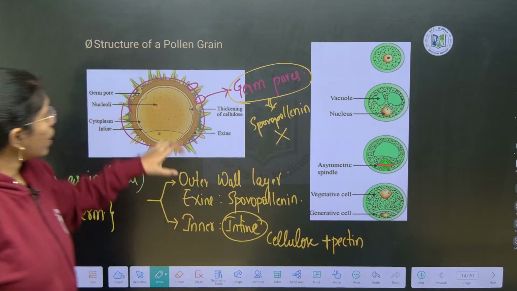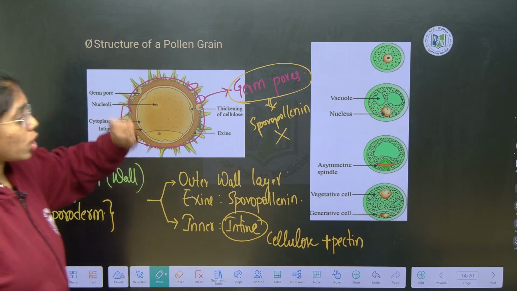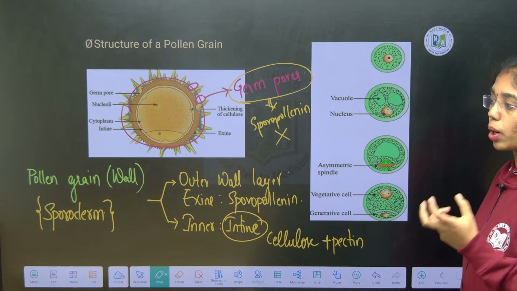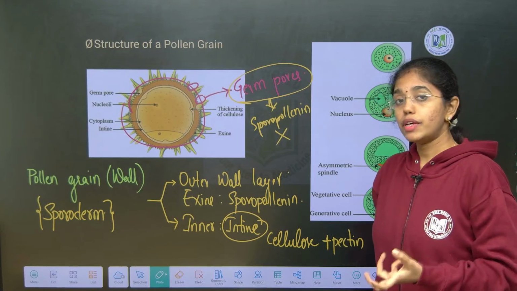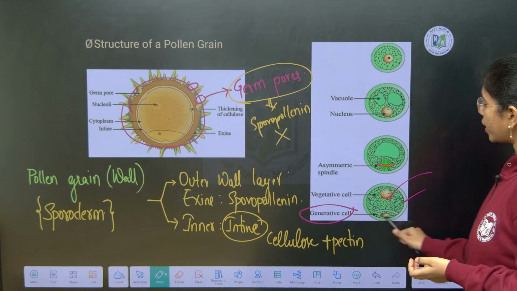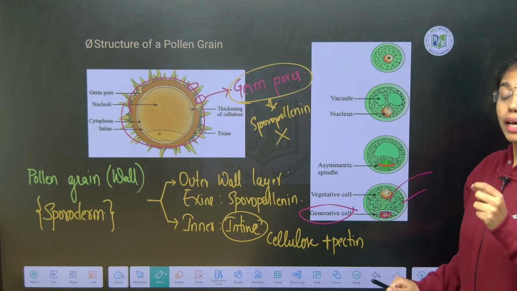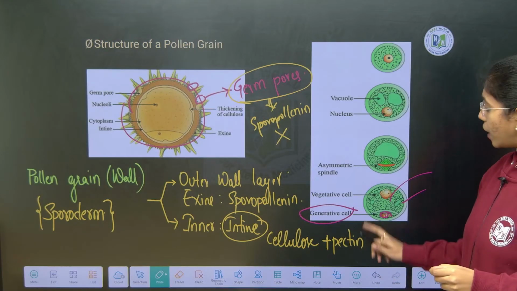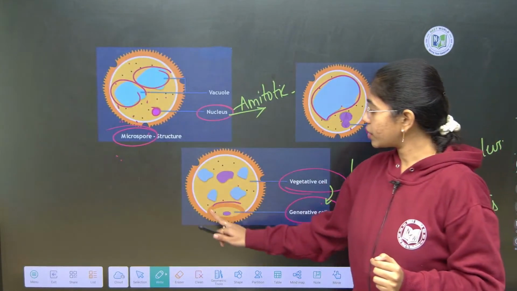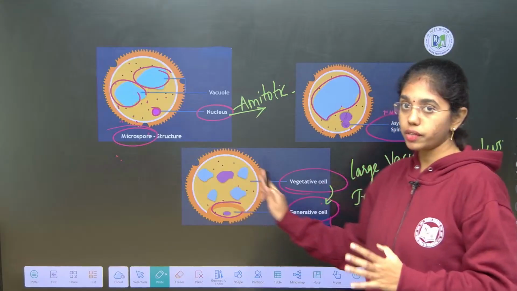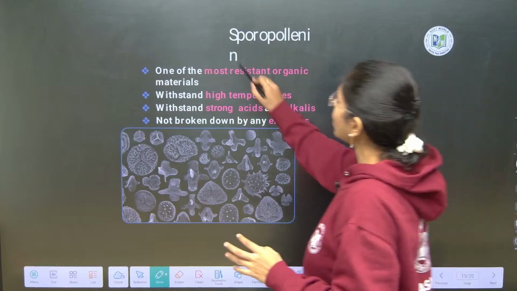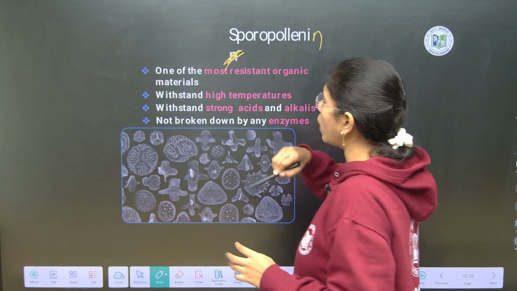In the inner cytoplasm there are two cells, the vegetative cell and the generative cell, which we have just learnt about clearly. The vegetative cell consists of a large vacuole and an irregularly shaped nucleus. The generative cell consists of a small spindle shaped nucleus, and it floats inside the large vegetative cell. This is the structural description of the pollen grain.